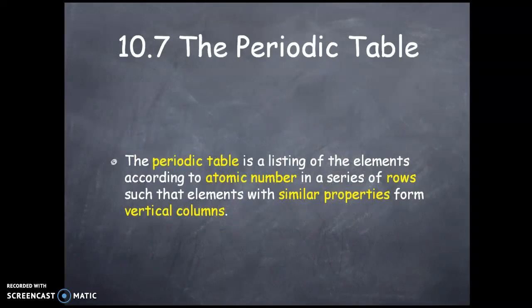The periodic table is a listing of the elements according to their atomic number. I'm repeating again, it's atomic number. That's what the periodic table is based on, in a series of rows such that the elements with similar properties fall under the vertical columns. I have been referring to them as columns because we haven't yet given them a particular name. So still I'm going to go with the same notation of vertical columns. If elements are in one vertical column, it means they have similar properties. All those elements which belong to that column have similar properties.